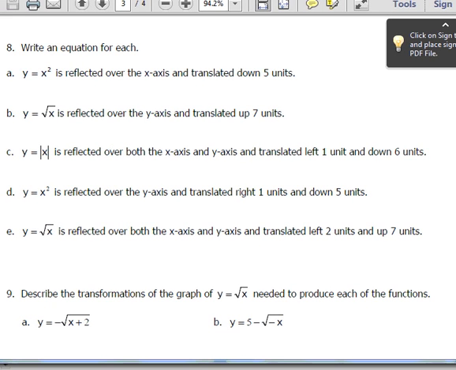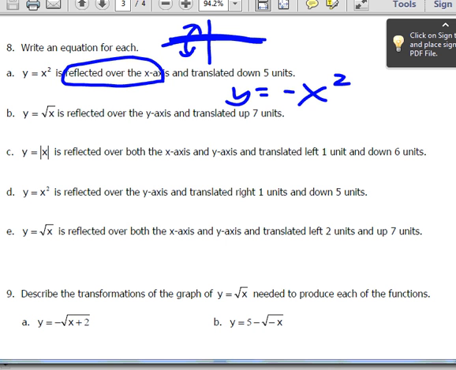Like, this is reflected over x. That means up, down. Let me think. This one's the x-axis. So if it's reflected over that, yeah, that's up, down. So that's an up, down flip. And then it moved down 5. There's the up, down flip. There's the down 5.